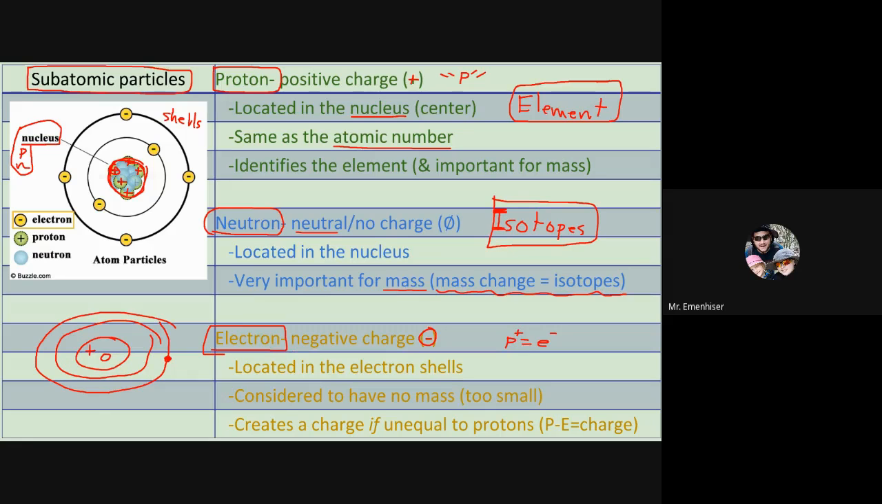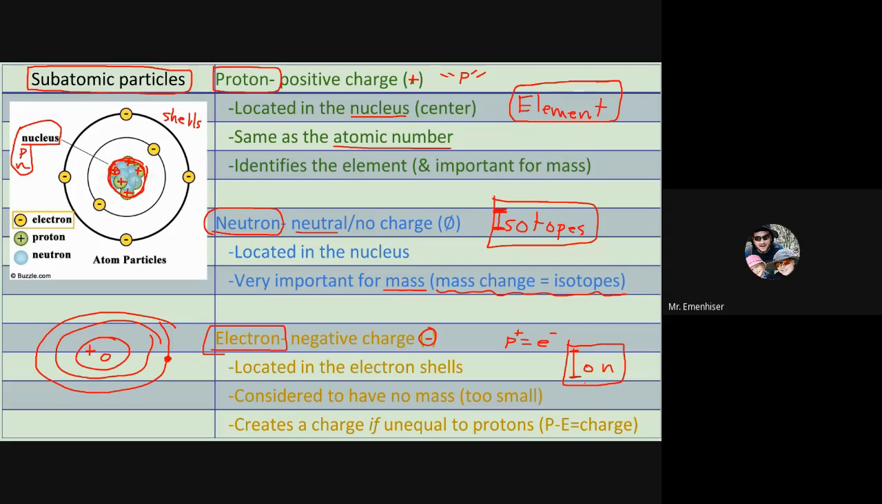Now electrons. If electrons change, then we have a charged atom, which is called an ion. Ions are atoms with a charge. So if you lose electrons or gain electrons, you now have an unbalanced charge. They're not equal, and so now it's called an ion. So an atom can become ionized if it gains or loses electrons.